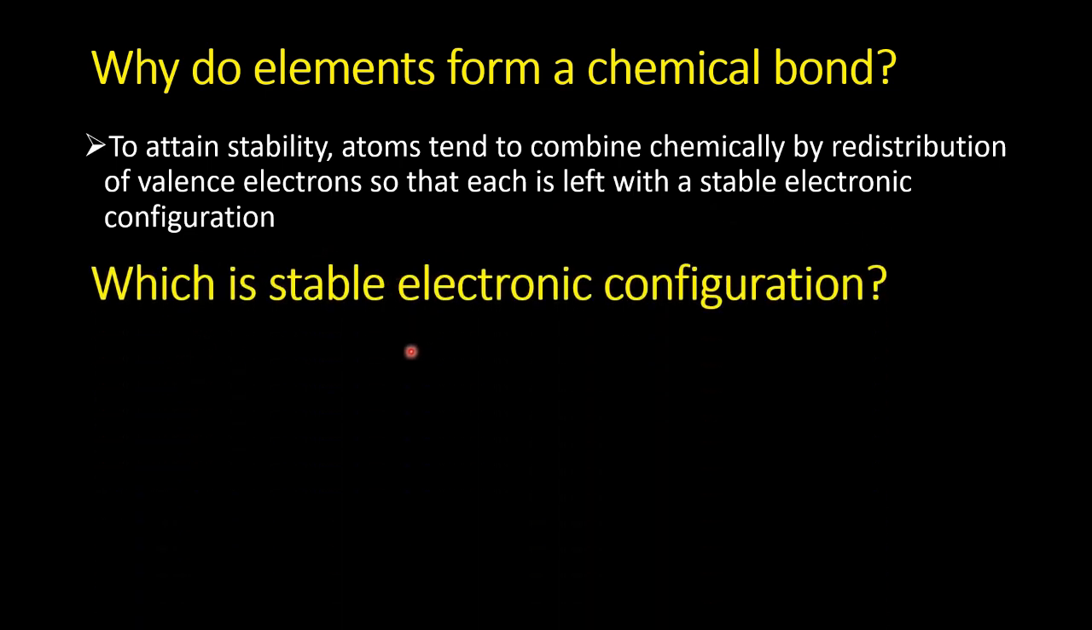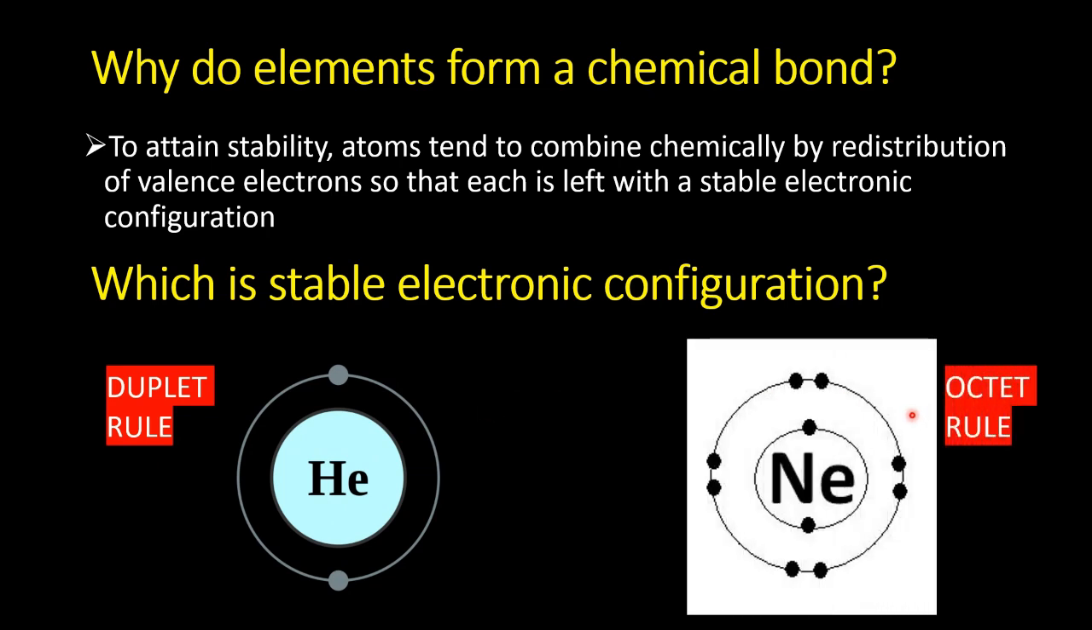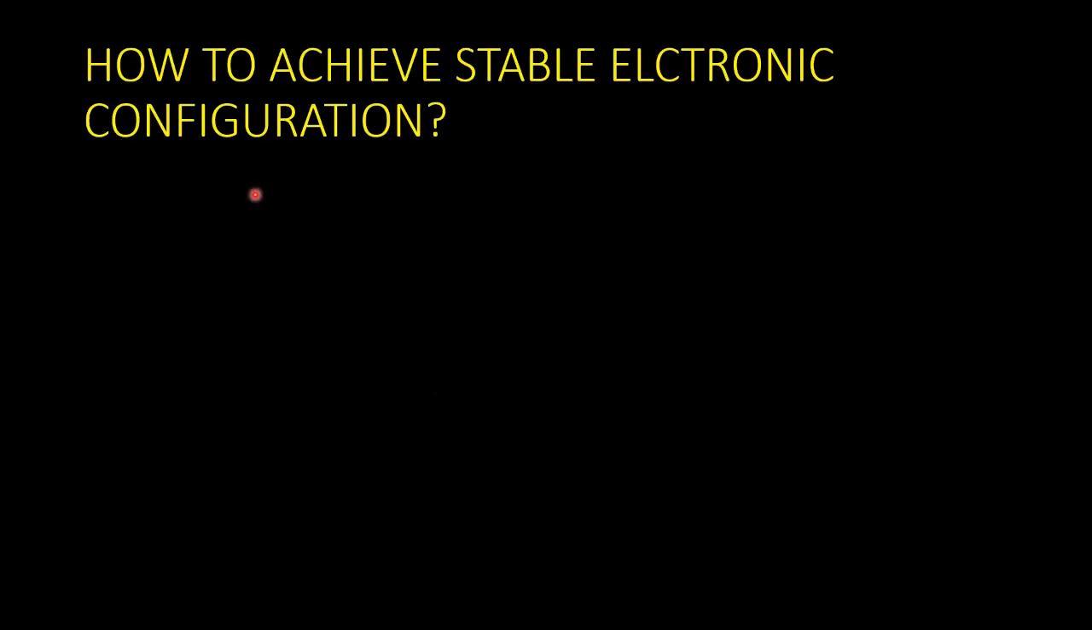So then, which is stable electron configuration? Simple: duplet rule means valence electrons will have 2 electrons if it is first shell. So it's only for helium and relevant atoms. And octet rule, where the valence electron will be having 8 electrons. So these are the duplet and octet rules. You call such electron configuration to be stable electron configuration.